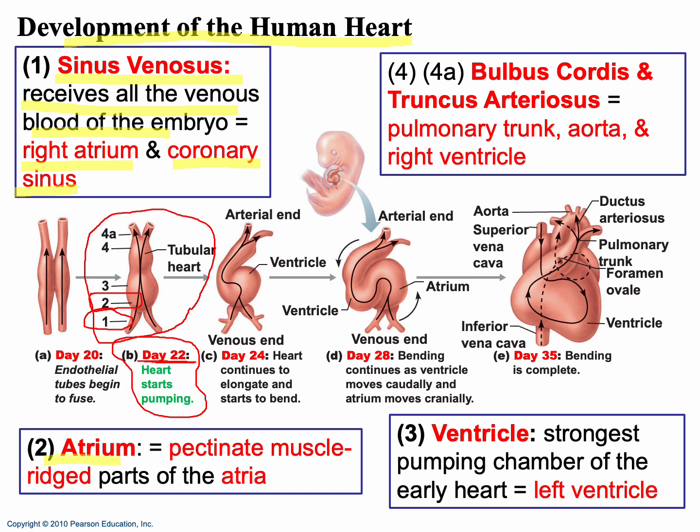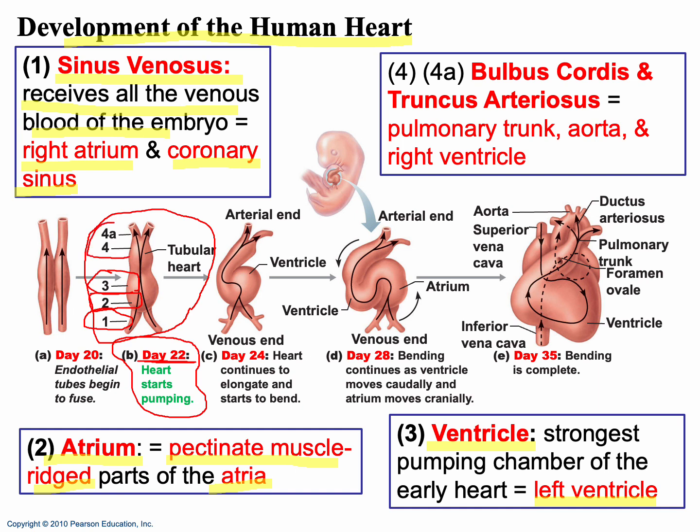The early embryonic heart, all it has is an atrium. Eventually, this structure will evolve into the pectinate muscles. These are the ridges found in the atria, in the right atrium and left atrium. Moving on to structure number 3, we look at the ventricle. In the early embryonic heart, all there is is a ventricle. This will be the strongest pumping chamber in the early heart, and eventually this structure evolves into the left ventricle of the human heart. And then we have number 4 and 4A here.